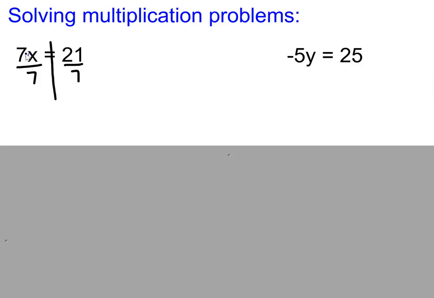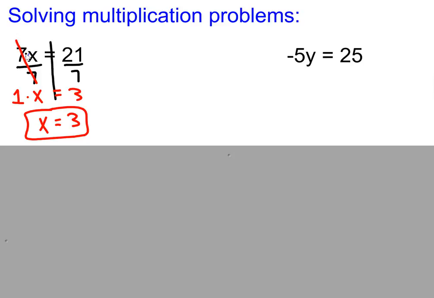So if I divide by 7 on the left, that reduces to a 1. I want to make sure you realize that 7 divided by 7 is 1 times x, not 0, equals 3. And we all know that 1 times anything is just that value. So that gives us x equals 3. So again, we're not canceling that 7, we're simplifying it to a 1. On the right side, this is a problem where kids really struggle.